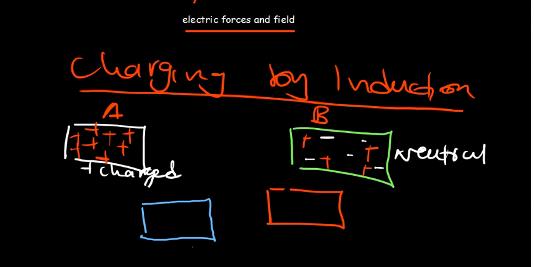Okay, so what will happen there is, we know that like charges repel and unlike charges attract. So we know that in A we have protons, or we have positive charge, we have positive ones. Then in B we have both positive and negative. So what will happen then when we want to charge this material? Here we have the positive ones, the way we had there in A. So this is A.